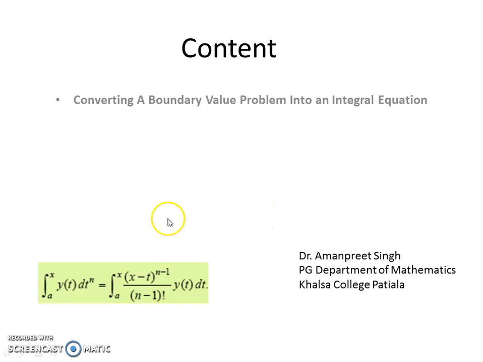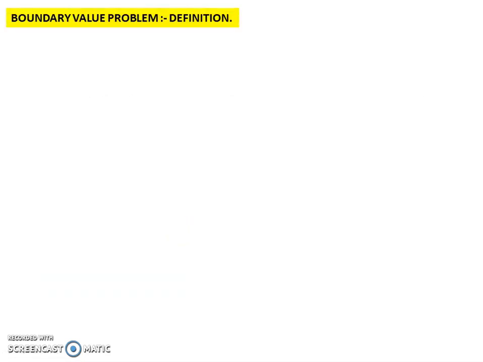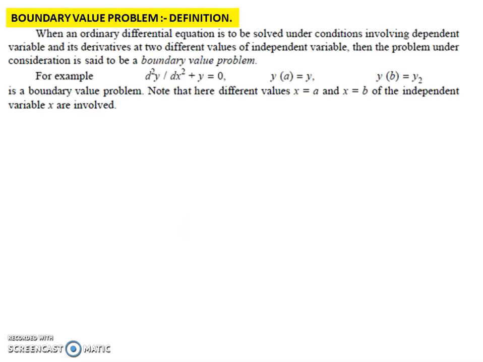The method required to convert a boundary value problem into an integral equation is again the same, that is the conversion of multiple integral into single integral. So here we have the multiple integral from a to x of y(t) dt raised to the power n is equal to the single integral from a to x of (x minus t) raised to the power n minus 1 over (n minus 1) factorial into y(t) dt. So let's see how we solve this.